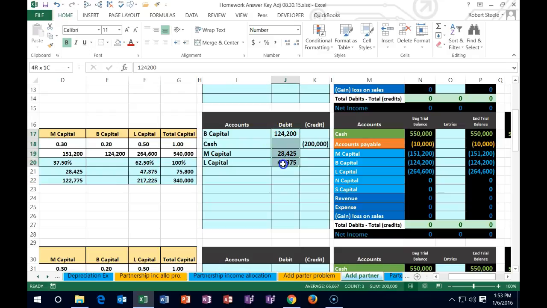If we add up our debits now, they add up to 200,000, which equals our credits. If I add up all of them, it adds up to 0, meaning the debits minus the credits are equal because they add up to 0. So let's post this out and see if it does what we think it should do. What do we think it should do? It should bring M's capital account here, take B off the books, and bring L's capital account here for a total capital account of 340.